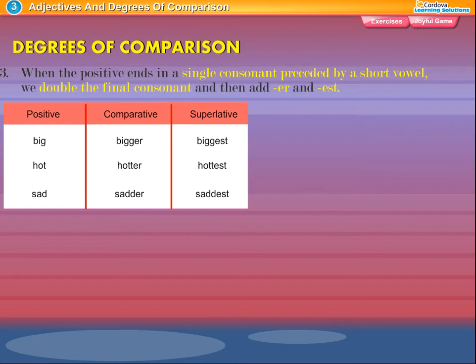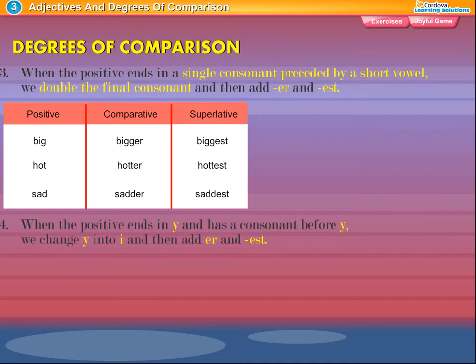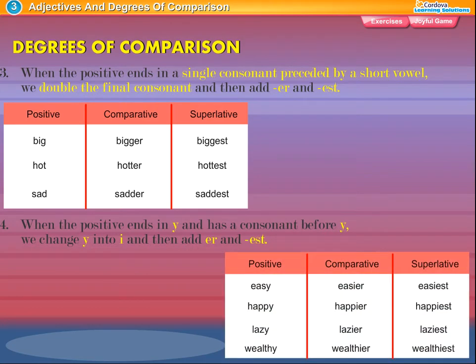Sad, sadder, saddest. When the positive ends in y and has a consonant before y, we change y into i and then add er and est. Easy, easier, easiest. Happy, happier, happiest. Lazy, lazier, laziest. Wealthy, wealthier, wealthiest.